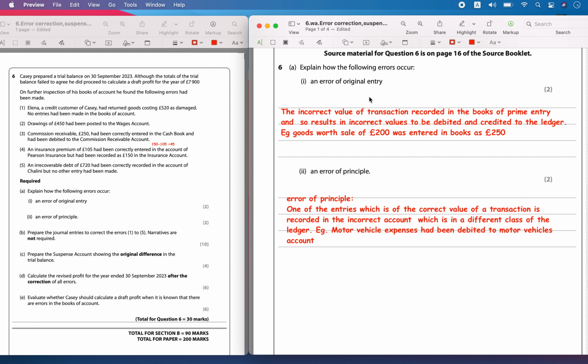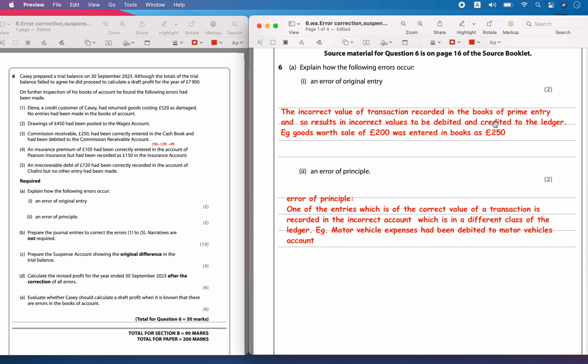So there are 5 errors listed. So let's start with the first question, 6a: explain how the following errors occurred. First one is an error of original entry. An error of original entry means you are entering an incorrect value of transaction which is going to be recorded in the books of prime entry.